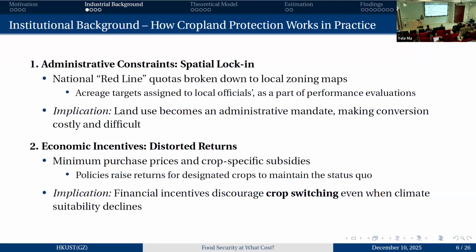Another point: there are policies that protect the minimum purchase price and crop-specific subsidies. They raise returns for some crops, so they will discourage a change in production even when the climate conditions change.